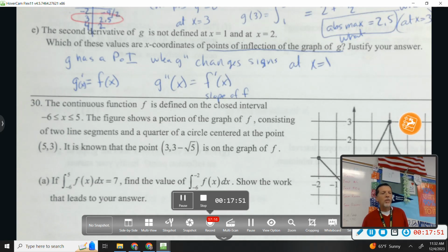Again, one of the test questions on Wednesday is very similar to 28, 29, and 30. We give you a picture, and we can ask all sorts of questions about it. Maximums, minimums, second derivatives, points of inflections, increasing, decreasing, all sorts of things.